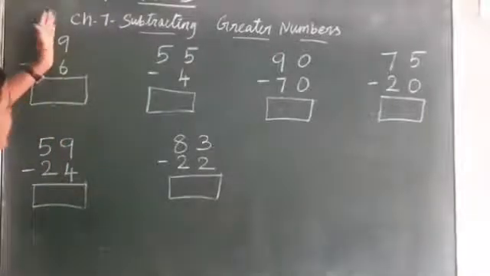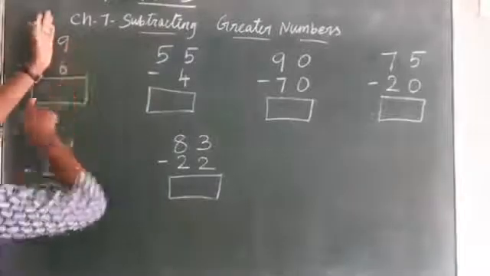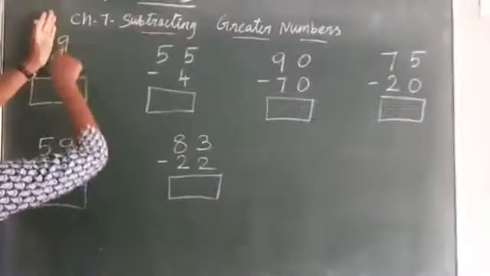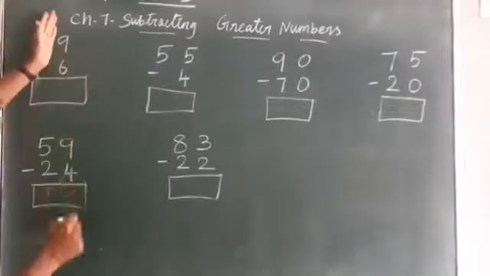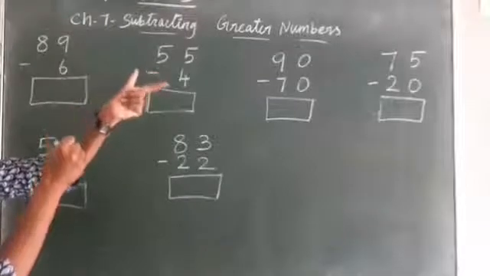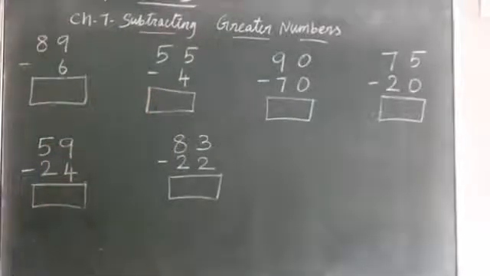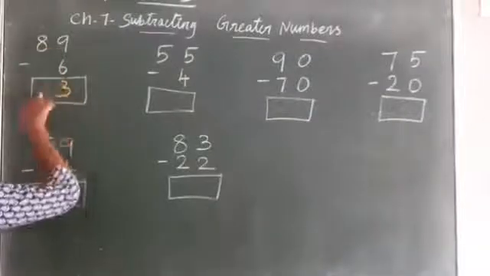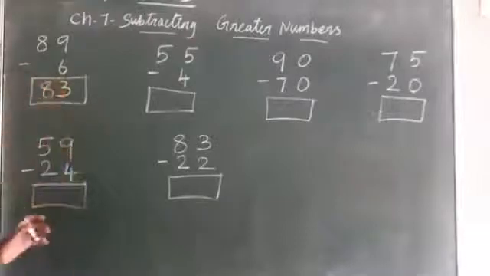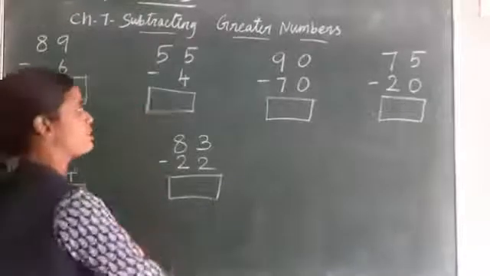So now I am going to take the ones place first. 9 minus 6. 9 before, move backward 6 steps. 9 before is 8, 7, 6, 5, 4, 3. The answer is 3. Next, here there is no number, so we take and write the number the same. 83.